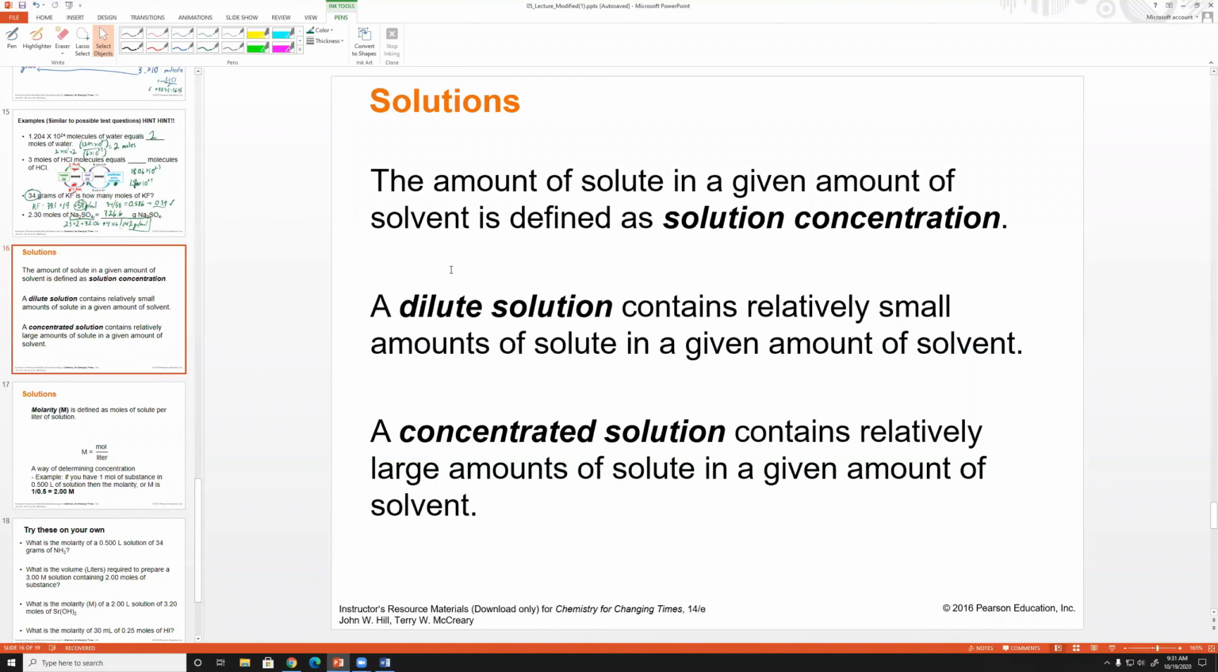Okay, then you have concentrated solutions. Concentrated, for lack of better words, means you have a large amount of the particle, what we call the solute. So the particle that's in the solution, you have a large amount of it in a small volume.